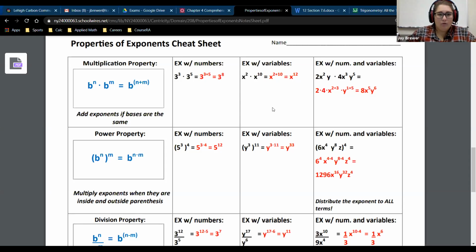The power property, it's very similar to the product rule in the sense that it's dealing with multiplication, but notice you have only one base and you're taking a power basically to a power. So you are taking the base and then you are multiplying instead of adding. So that is the difference there.